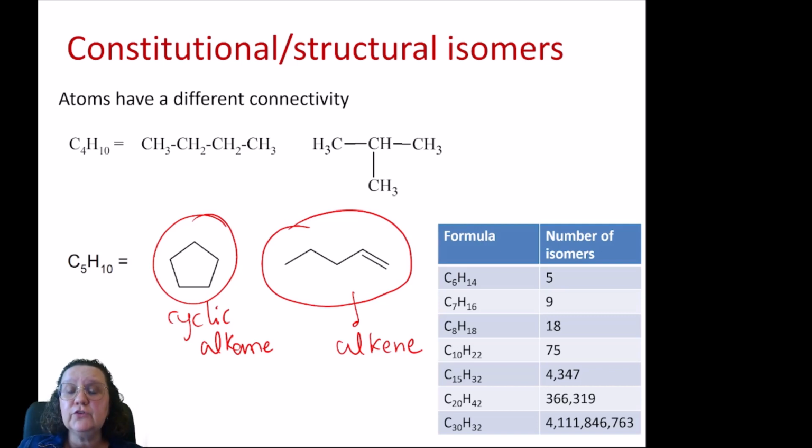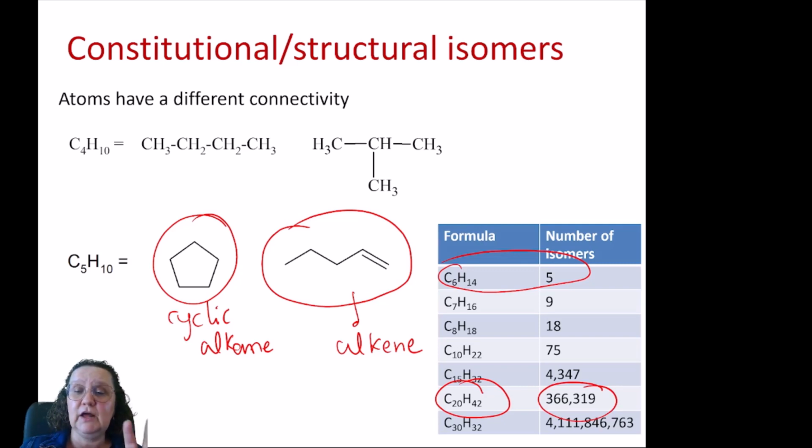The more carbons you've got, the more isomers, structural isomers, you can have. And I've got here a little table about how, if you have 6 carbon atoms, you can have up to 6 different structural isomers. And if you have 20 carbon atoms and 42 hydrogens, you can have over 350,000 different compounds that all have that same molecular formula, C20H42.